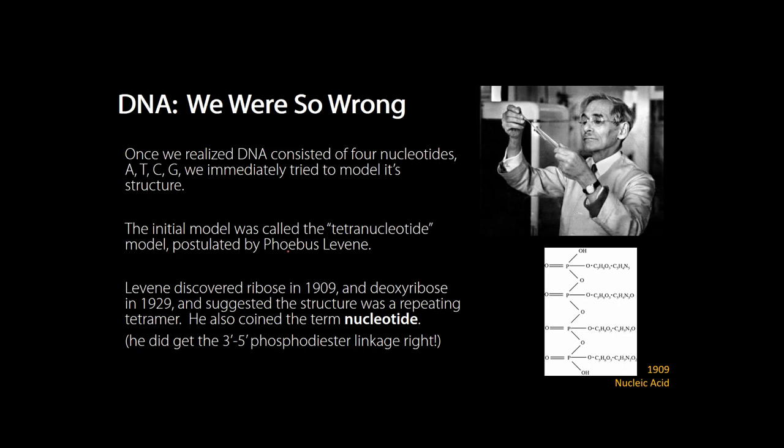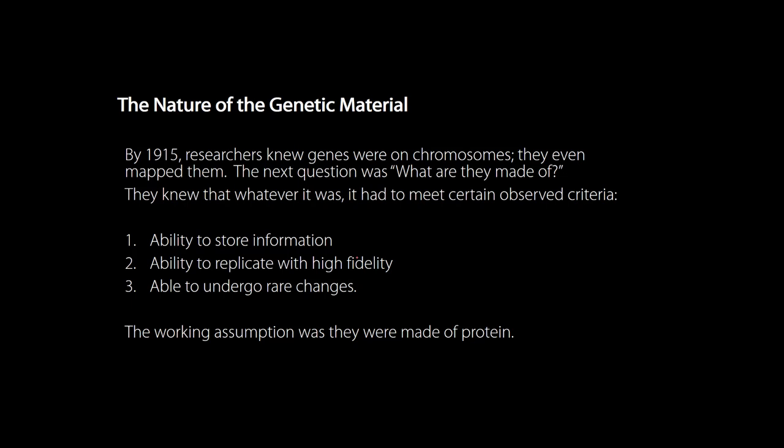As I said earlier, by 1915, researchers knew that genes were on chromosomes. They even mapped them. So the next question was what they're made out of, and we knew that whatever the genetic material was, it had to meet certain criteria. It had to be able to store information, replicate with high fidelity, and undergo occasional mutations, right? And so, as I said, the working assumption was it was made of protein.